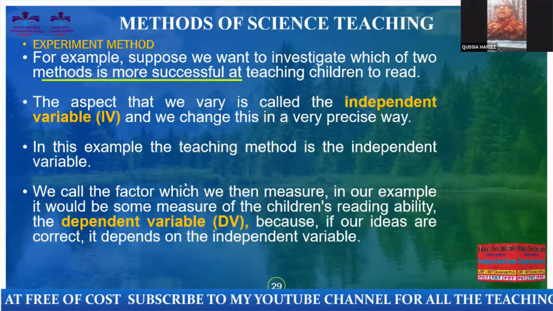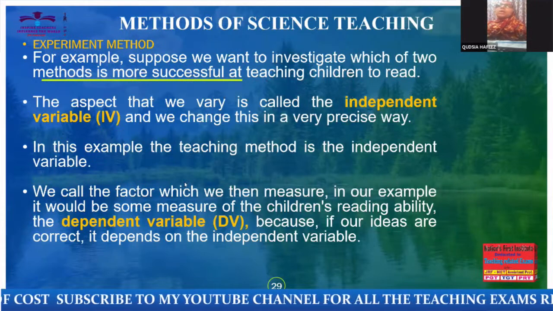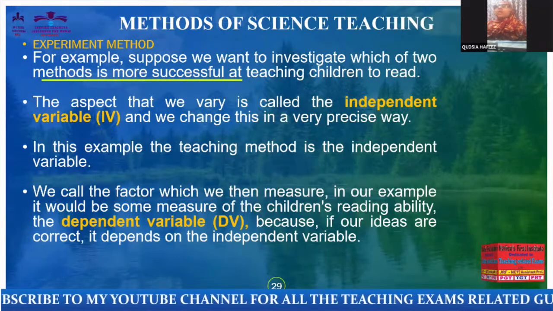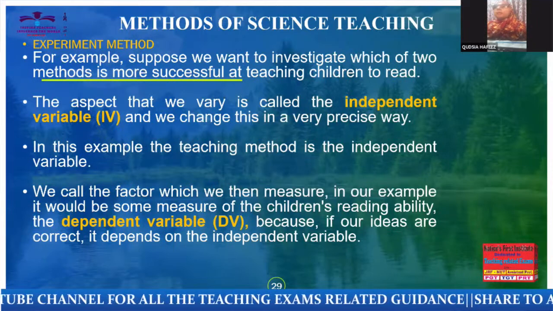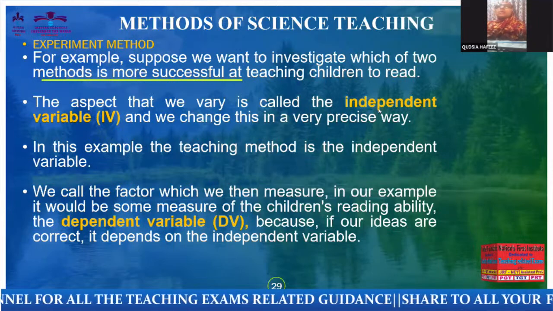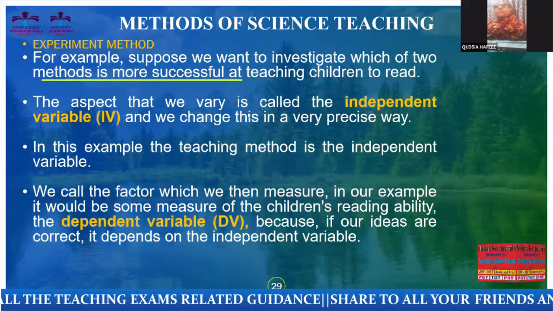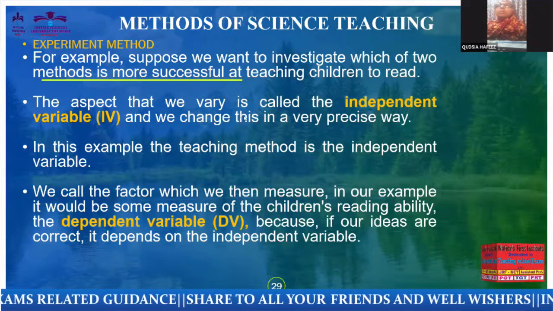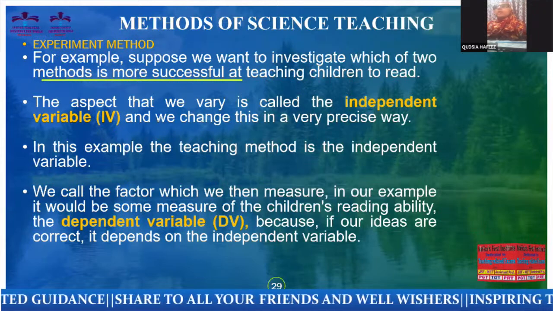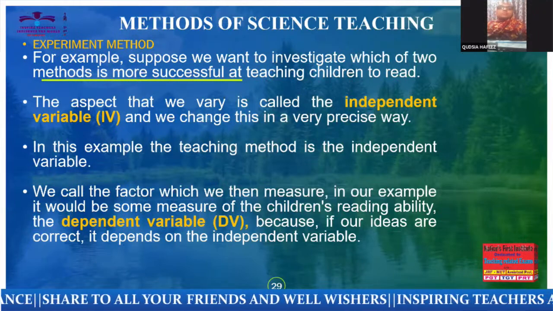We go with a different method of teaching where children are involved in reading, and if we use that method, it will be more effective in helping children to read. So that is our independent variable. The situation which we change, which we modify, which we manipulate, is called the independent variable. Now what is the dependent variable?